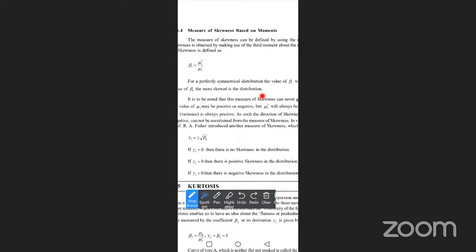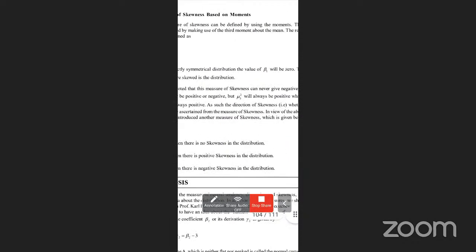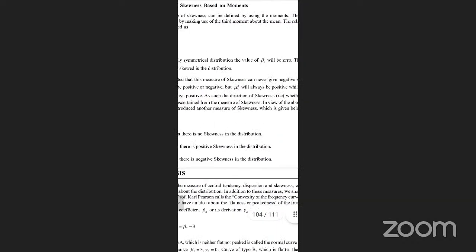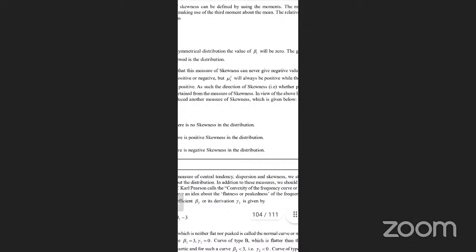Now, it is to be noted that this measure of skewness can never be negative. As such, whether the skewness is positive or negative cannot be ascertained from this measure. In view of these limitations, Professor R.A. Fisher introduced another measure of skewness, which is given below. Gamma 1 is equal to plus or minus root beta 1. When you find the beta 1 value, you take the square root of beta 1, which is gamma 1.